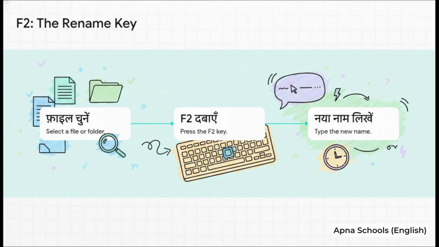Okay, F2 is a huge time saver. Forget that whole slow dance of right-clicking a file, hunting for rename, then clicking again. No way. Just click on any file or folder to select it. Press F2, and you can immediately start typing the new name. Seriously, it's so much faster.